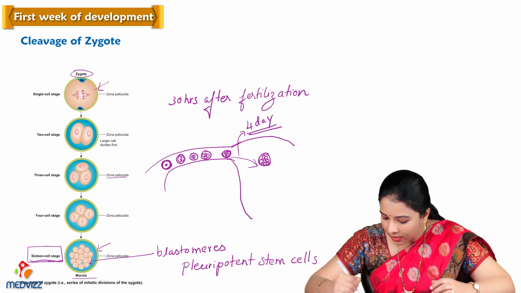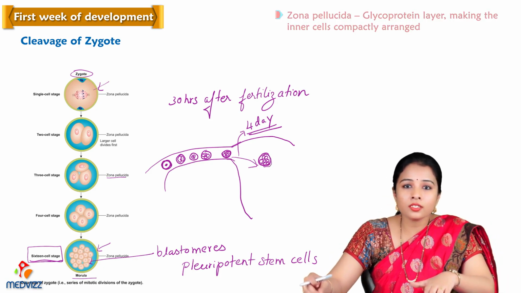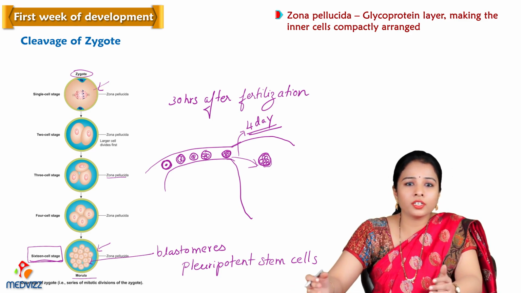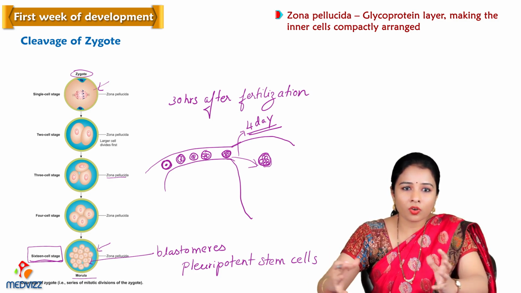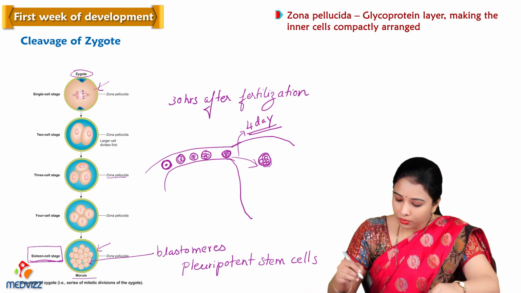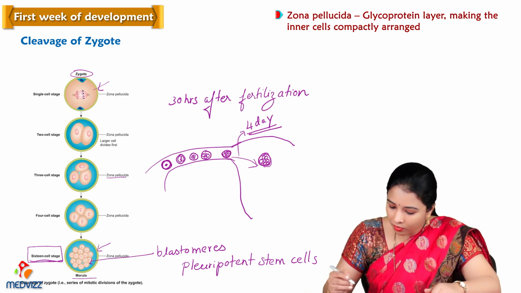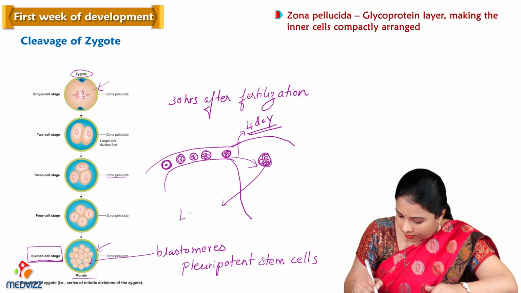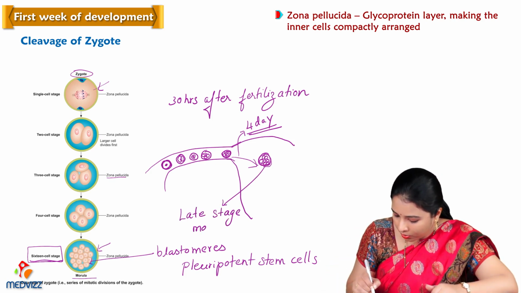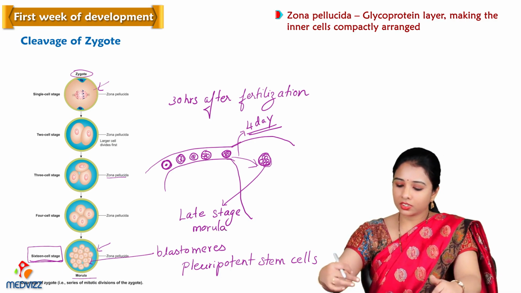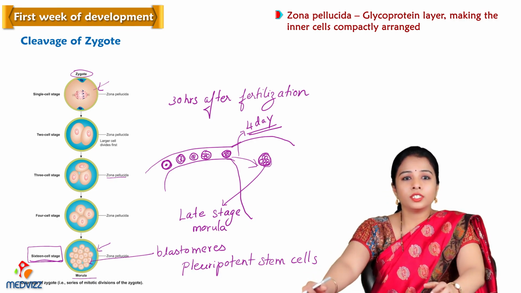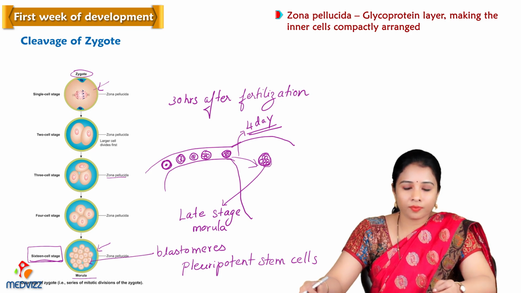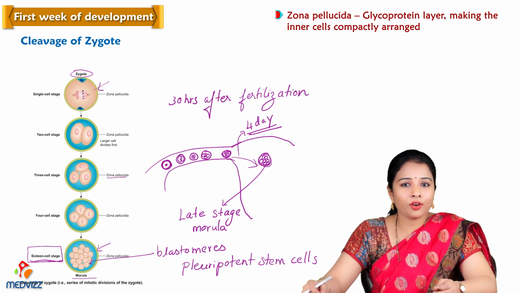The outer layer of the morula is the zona pellucida, a glycoprotein shell that surrounds this compact cell mass, keeping it compactly arranged without gap. So in the uterine cavity we have the late-stage morula. Now the morula has to further differentiate to form the blastocyst, which also happens during the first week of development.